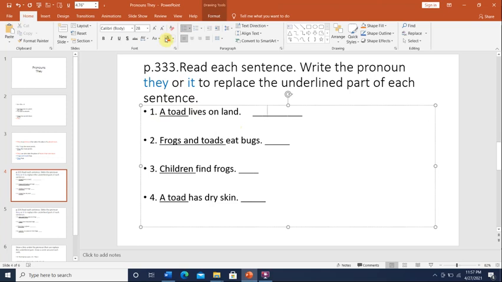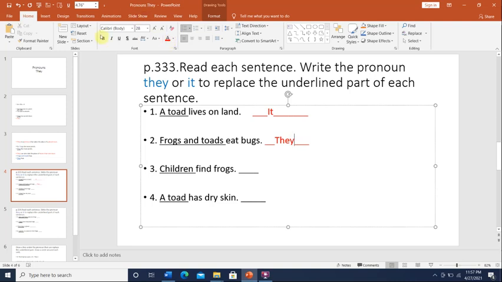So I will use the pronoun it to replace it. I can say a toad lives on land or it lives on land. What about number 2? Frogs and toads eat bugs. Here I'm talking about two different kinds of animals, which are plural also. So frogs and toads will be replaced with the pronoun they. They eat bugs. I can say frogs and toads eat bugs. I can say they eat bugs because they're plural nouns.